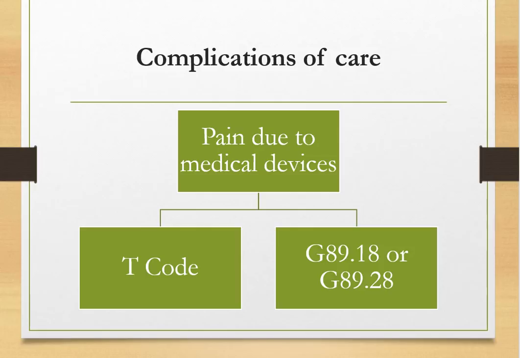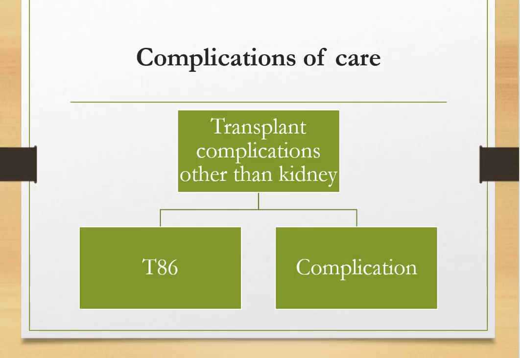Specific codes for pain due to medical devices are actually found in the T code section of our ICD-10-CM. If your patient has acute or chronic pain due to the presence of those devices, there are also some codes in G89.18, G89.28 that you can add as additional codes. Must be documented. Still talking about complication of care. Here we're going to look at transplant complications. Notice this, other than for kidney.